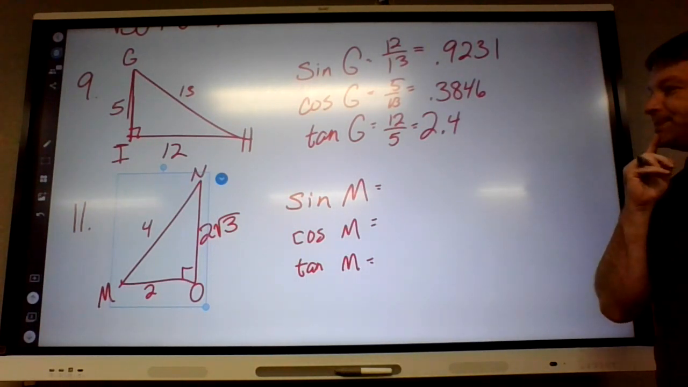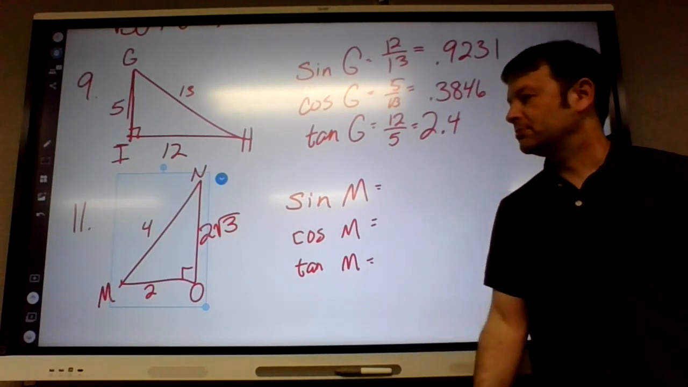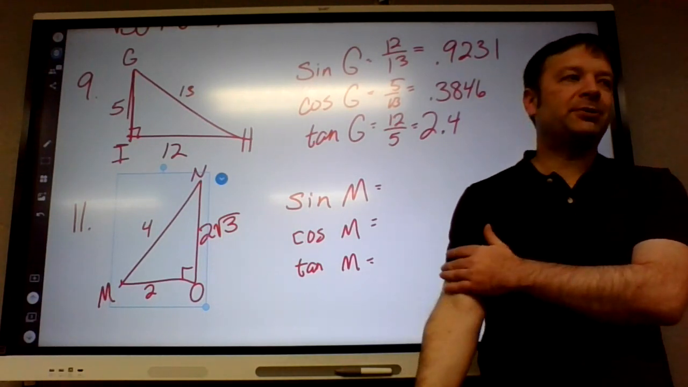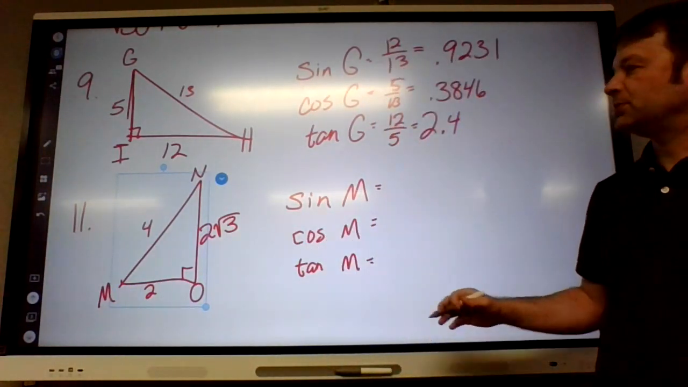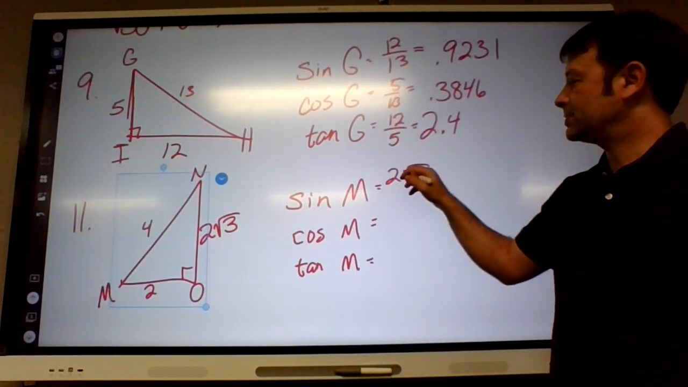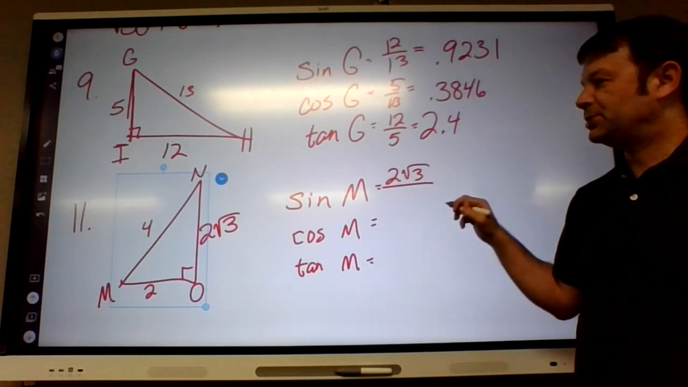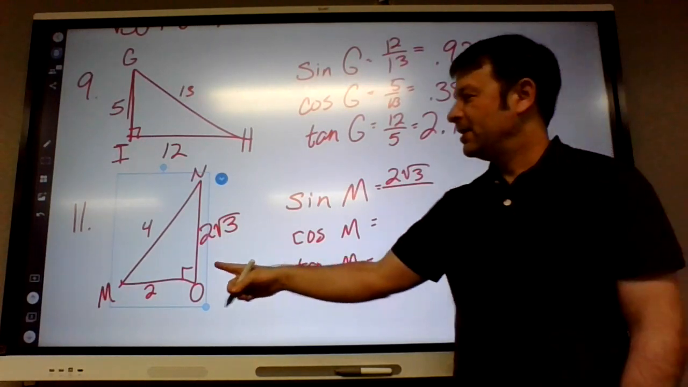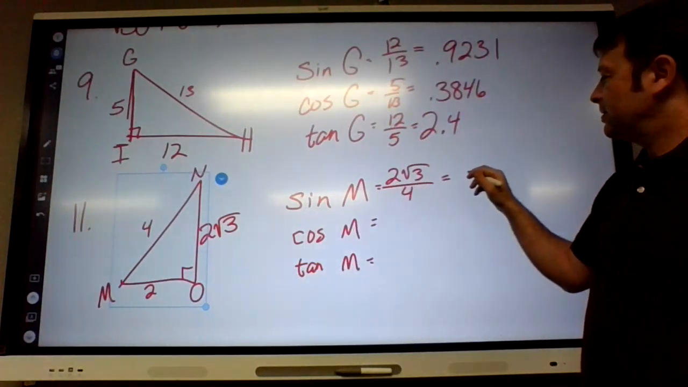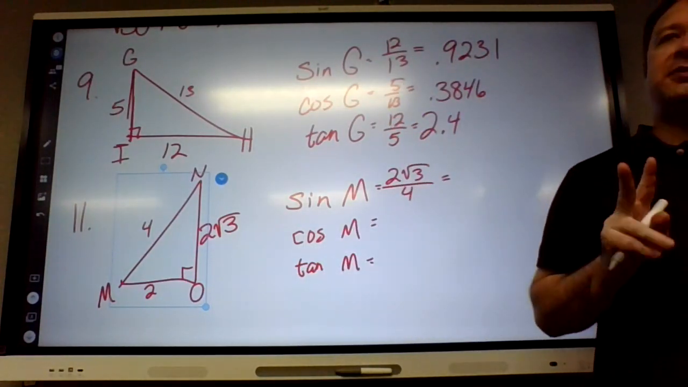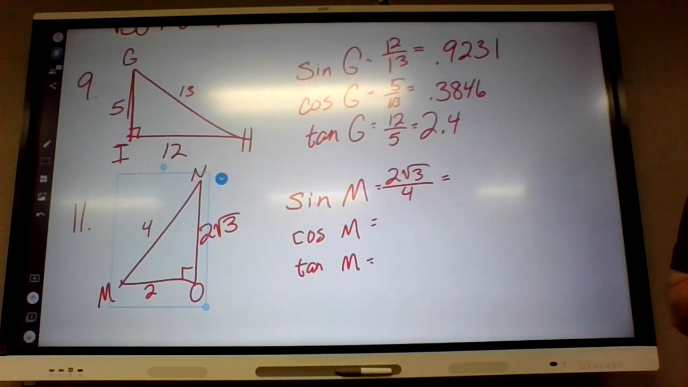Okay, Jayden, what's sine supposed to tell us? Opposite and the hypotenuse. Okay, what is the opposite of M? That's like 2 square root of 3. Yes. What's hypotenuse? Hypotenuse is the longest side across from the right angle. It's 4. Okay. We don't have to reduce it because we're just changing it to a decimal, so it doesn't matter. Alright, go ahead and plug that in.